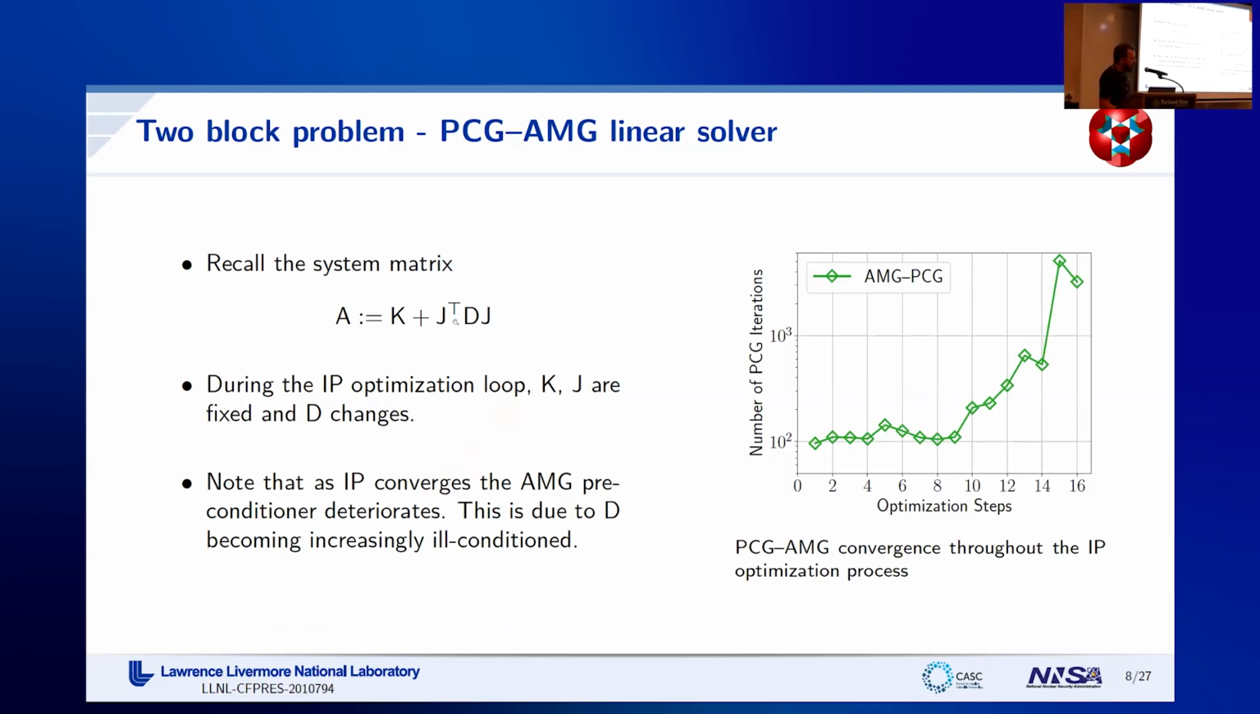Now, if you take a closer look at the system, within the optimization iterations, K is fixed, J is fixed because we use linearized gap. So J is fixed, K is fixed, only D changes.